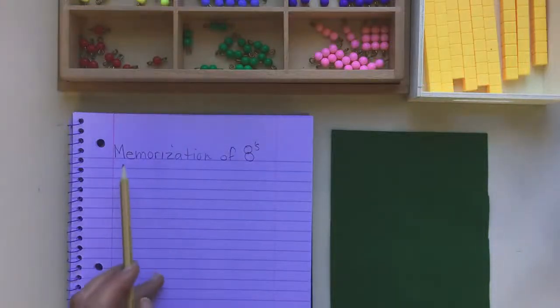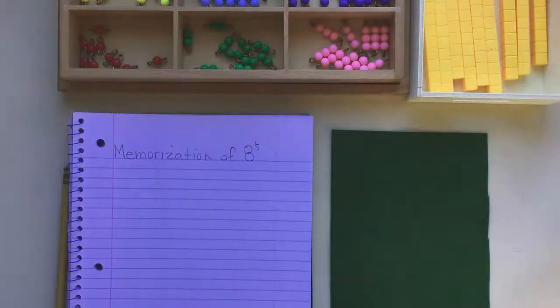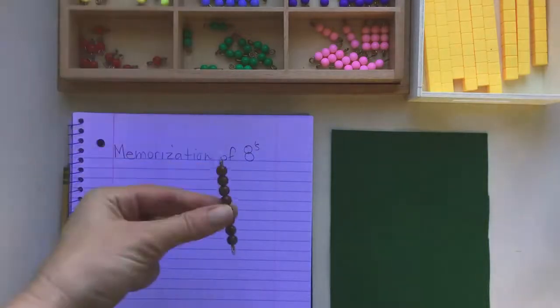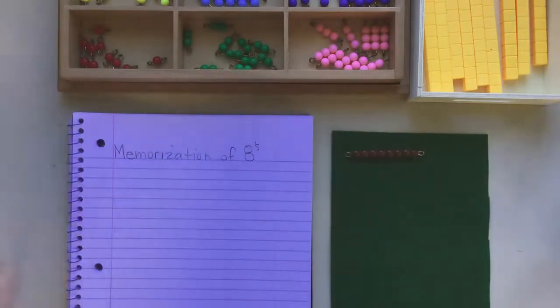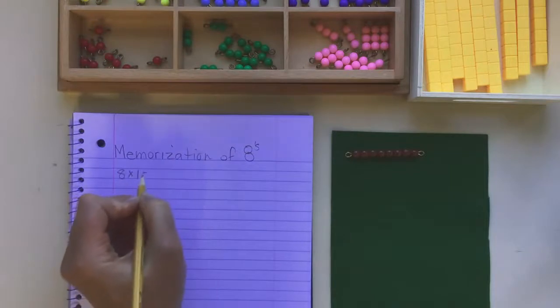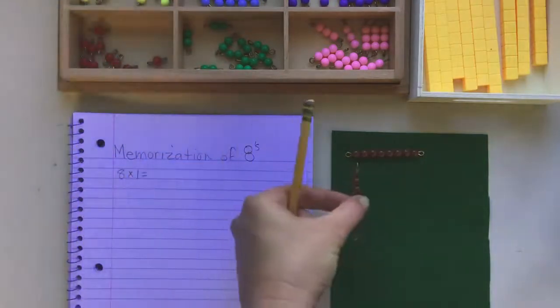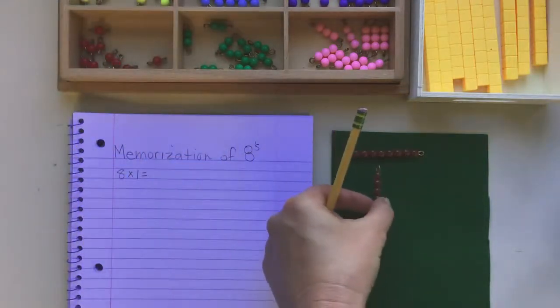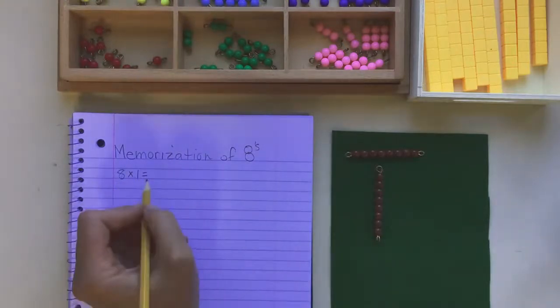Today we are going to work on the memorization of the 8's facts in multiplication. So we'll start with one of our 8's beads, 8 taken one time, or 8 times 1. And how much does that equal? Yep, 8. So we'll take one 8's bead and lay it down vertically underneath to show the product. 8 times 1 equals 8.